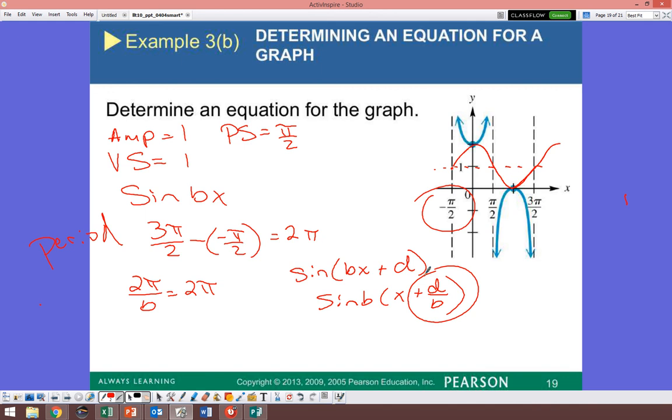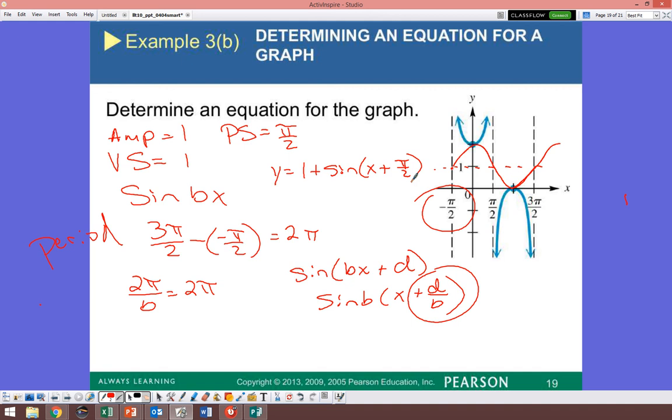So now we know what the phase shift is here, right? So in red, it's going to be y equals 1 plus sine of x plus pi over 2. Minus pi over 2, plus pi over 2, plus, because it's the opposite.